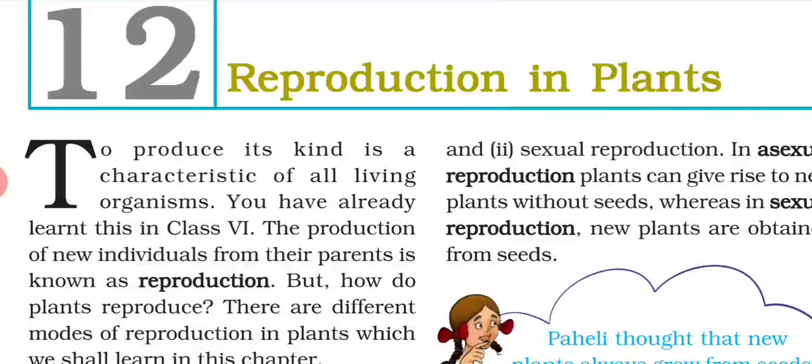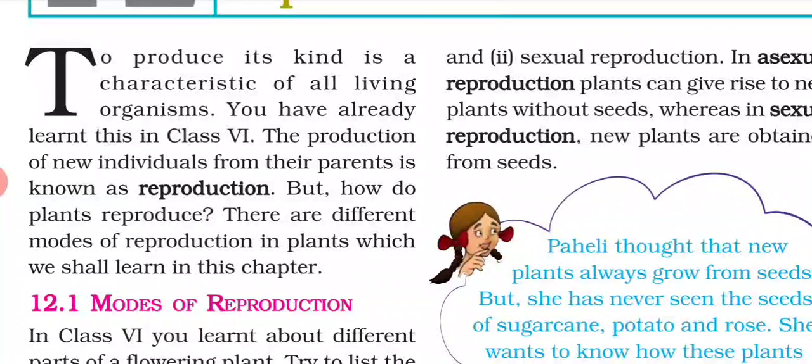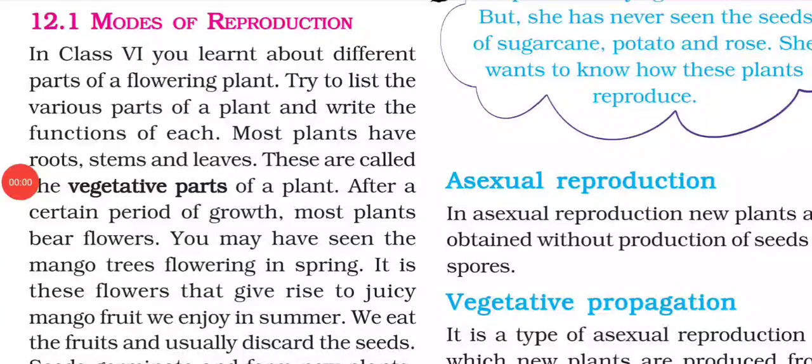But how do plants reproduce? What is the procedure of reproduction in plants? That we will see here. Now, modes of reproduction. As we all know, in every plant, leaf, stem and roots are the vegetative part. After certain growth, a plant will produce flowers, and these flowers will give rise to the fruits that we are eating, and after eating, whatever seed is there, we remove it. When these seeds are sown, after some time they will produce a new plant.